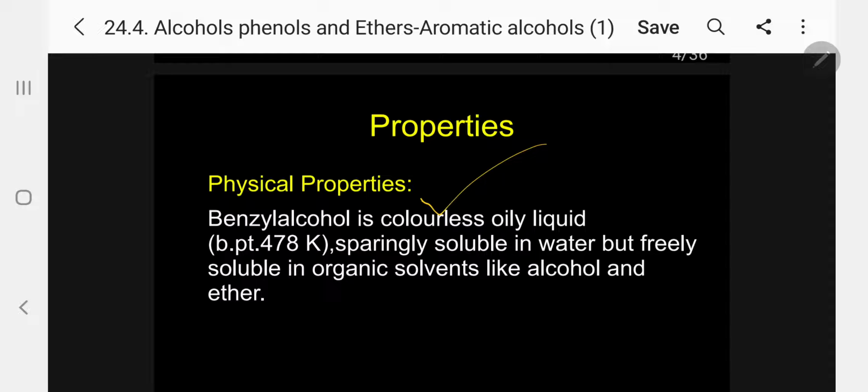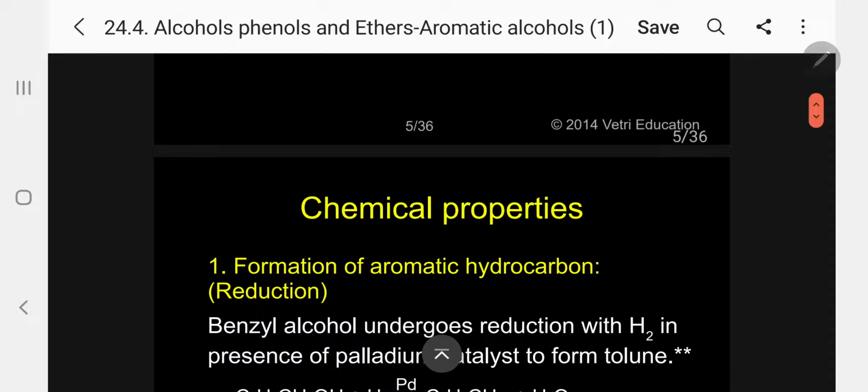Benzyl alcohol is a colorless, oily liquid, boiling point 478 Kelvin. Sparingly soluble in water, but freely soluble in organic solvents like alcohol and ether. Okay, let me come to chemical properties. Under the chemical properties, formation of hydrocarbon is the most important.